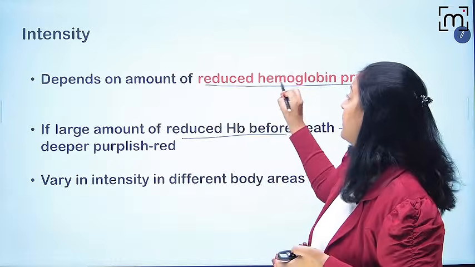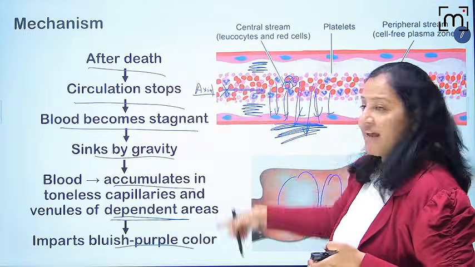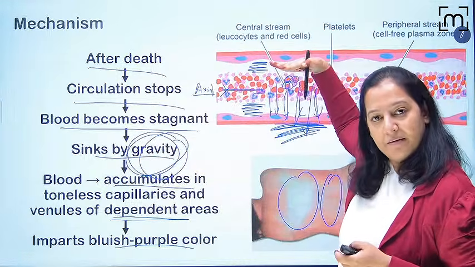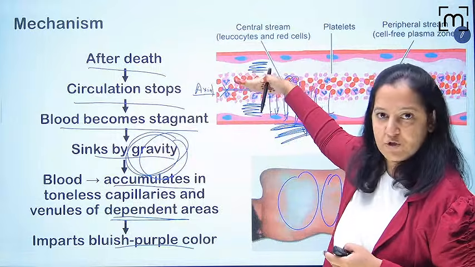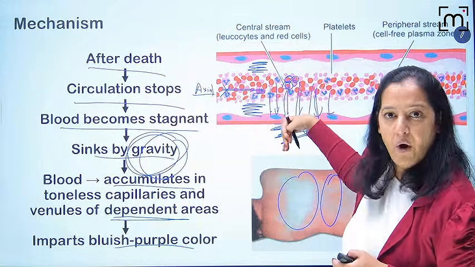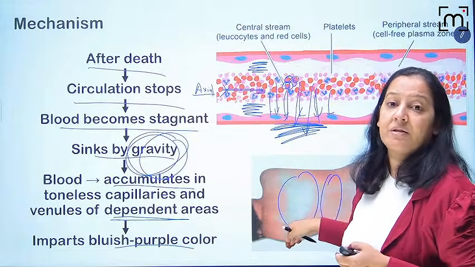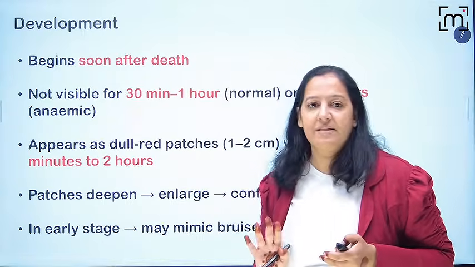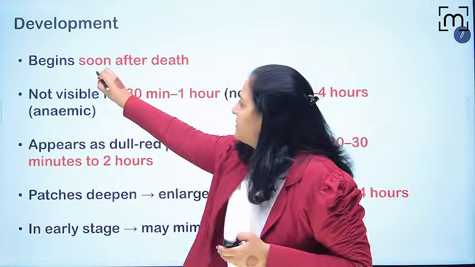It depends on the reduced hemoglobin. You learn that. You learn the mechanism. The mechanism is gravity. After death, blood flow stops, circulation stops. So gravity will attract the blood cells. So RBC, WBC, platelets, they all will fall, and that will give the bluish discoloration, from the reduced hemoglobin in the RBC. I hope to be very precise. You got it. Intensity, you got it. Development: it develops soon after death.